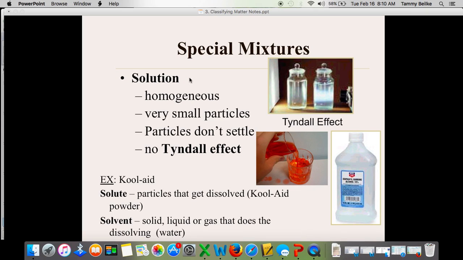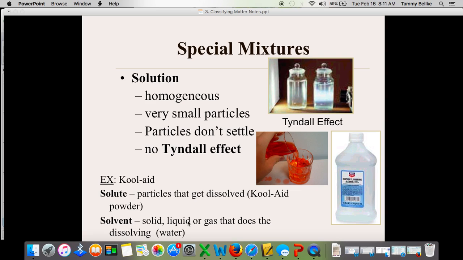So the first kind is the solution. Not the solution to a problem, no. The solution, which is a homogeneous mixture. Solutions have very, very small particles dissolved up into a solvent. So you can see down here it says solute are those small particles that get dissolved. Solvent is the liquid, the solid, or the gas that does the dissolving.